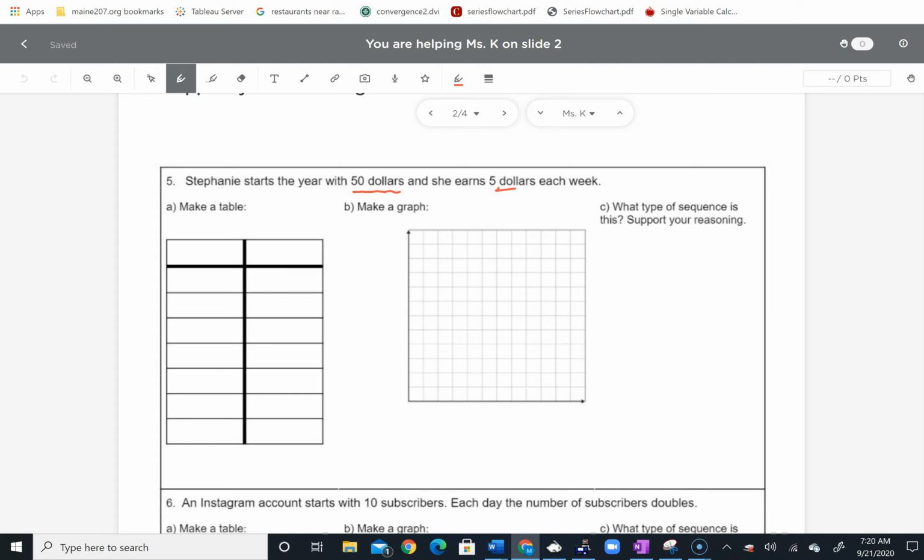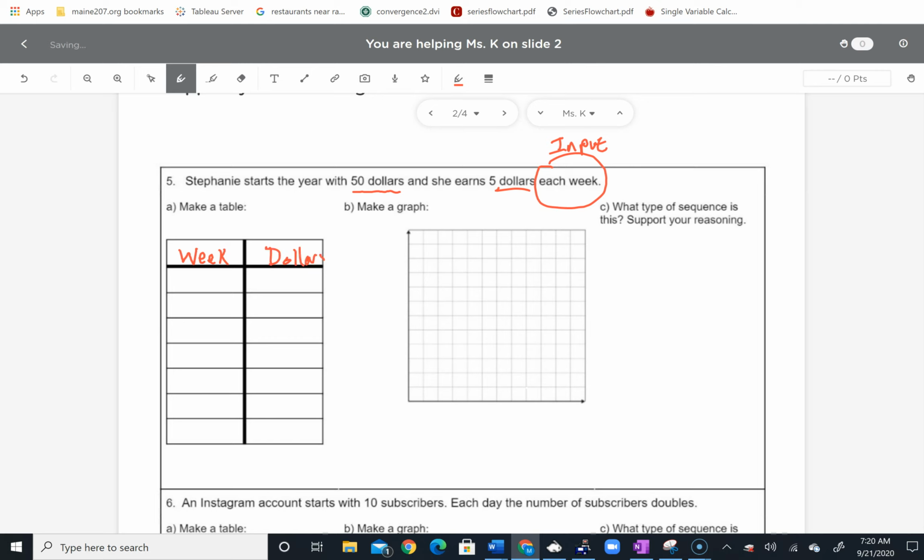We're seeing, she starts the year. Stephanie starts with $50. She earns $5. Here's that very important word clue, that little phrase, each week. The each week is going to be our input. This is going to tell us how often something is happening. Now, look at how I'm putting in units. So we'll have a week right here. We'll have dollars right here.